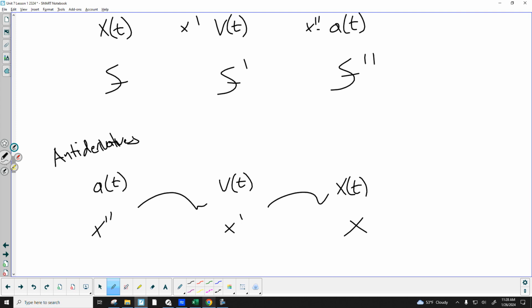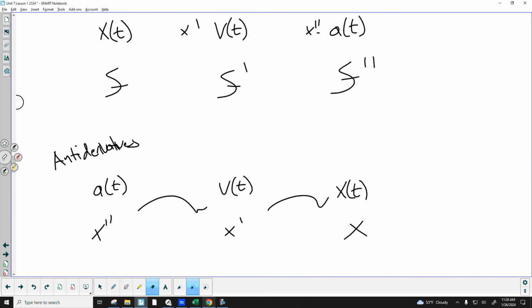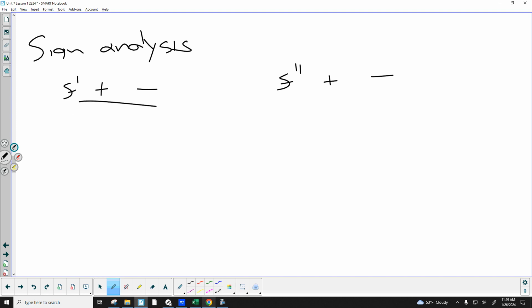Now, towards the bottom, we have some space. Guess what? Do you guys remember sign analysis? Okay, please fill out this for me, and please fill out this for me. This is stuff we already know. I'm using f prime, I'm using f double prime, but then I'm saying, no, we're leaving it.